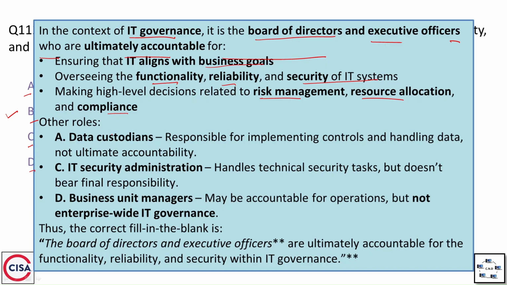Other roles, that is option A, data custodians are responsible for implementing controls and handling data, not ultimate accountability. Option C, IT security administration handles technical security tasks but does not bear final responsibility. And option D, business unit managers may be accountable for operations but not enterprise wide IT governance. So, thus, the correct fill in the blank is the board of directors and executive officers are ultimately responsible or accountable for the functionality, reliability, and security within IT governance.